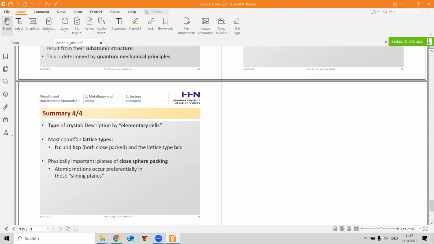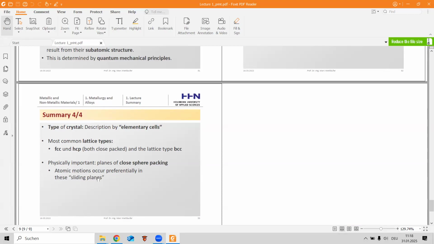For the types of crystals, we use the description by elementary or unit cell. The most common lattice types are body-centered cubic and hexagonal close-packed. Those are close-packed, around 74%. First, we see the lattice type with the body-centered cubic. Physical importance: planes of closest packing. Atomic motion occurs preferentially in these sliding planes.